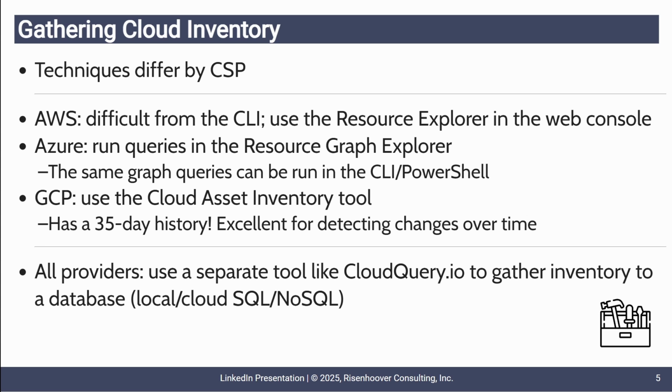Google considered changes to the inventory when they were developing their tool. They have a tool called Cloud Asset Inventory that actually maintains a 5-week history and allows you to detect changes in the organization over time.